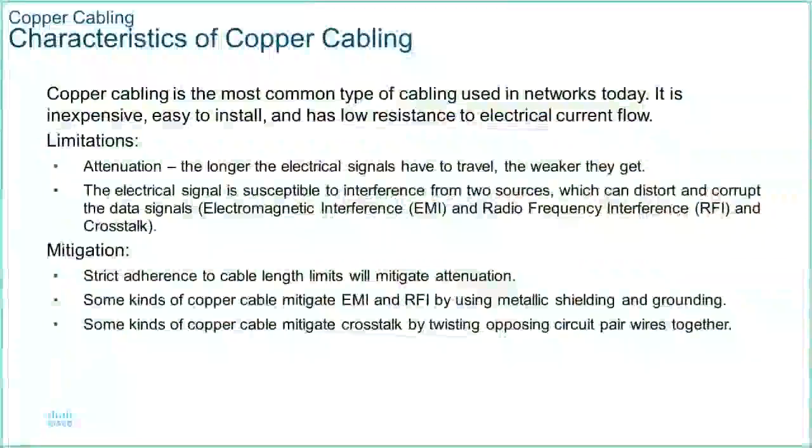Okay, copper cabling is the most widely used cable out there. It has limitations based on the physical characteristics of using copper cable. The longer the stretch of cable, the more resistant it becomes to having electrical power pushed through it. And this degrades the original signal. So the signal gets weaker as it gets further away from the source. And this is called attenuation.